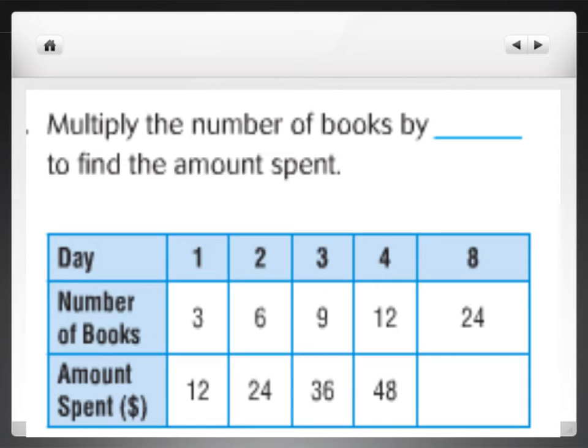Alright, so we have our table here. And it says, multiply the number of books by blank to find the amount spent. This sentence right here is going to tell us what our rule is. So it's basically telling us multiply by what in order to get the next amount. So let's look at our numbers here.